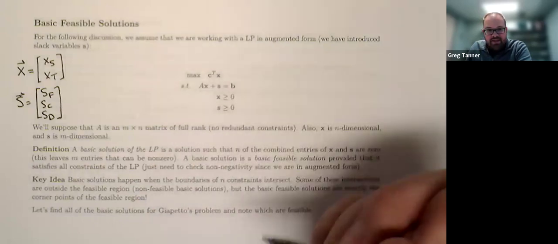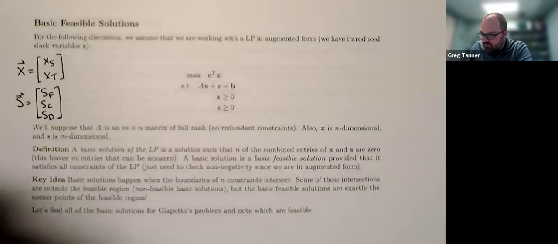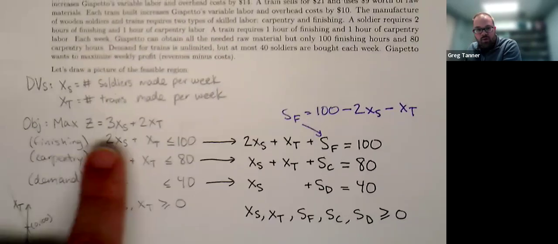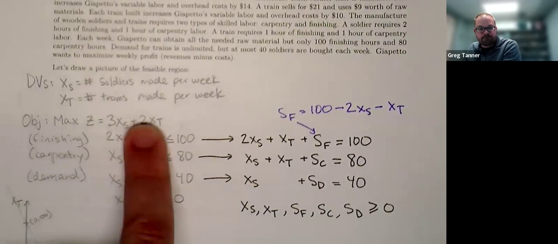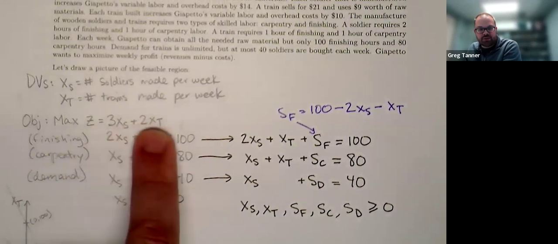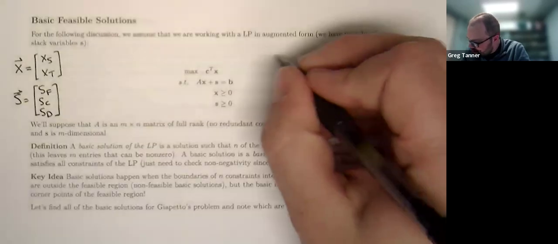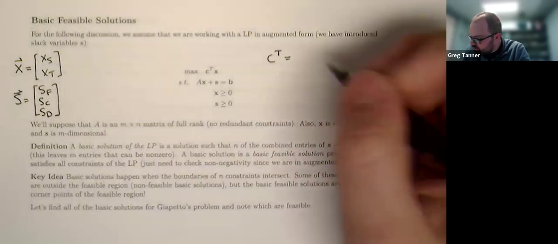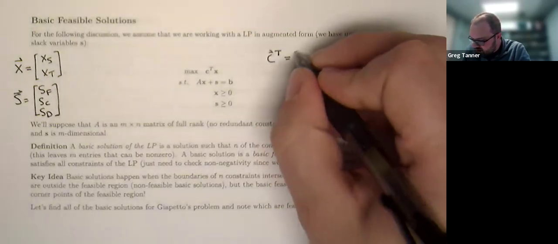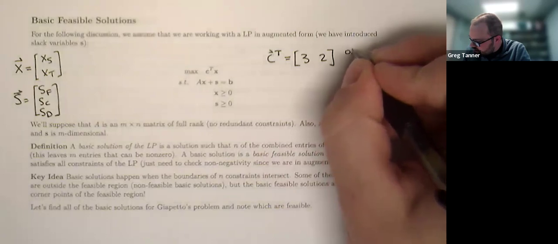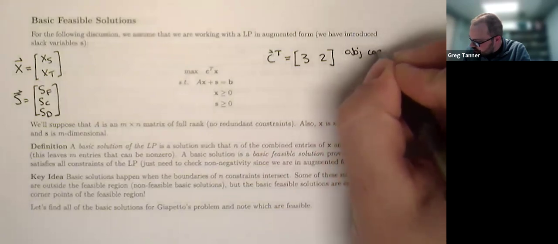The C, that's going to be the coefficients of X, S, and XT in the objective function. Okay, and so if we think about our objective for Geppetto's problem, 3 is the coefficient of X, S, and 2 is the coefficient of XT. And so C, and I'll write it as a transpose, so we think of it as a row vector, is the vector 3, 2. And so you can think of that as our objective coefficients.